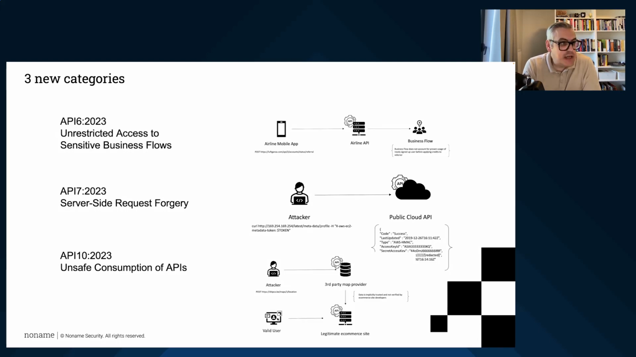So in terms of mitigation, you then have to look at patterns of usage. Is this human behavior or is this more akin to a script or a bot operating? And then you can implement things like verification using CAPTCHA and so on to protect these business flows. But that's one of the new ones, unrestricted access to sensitive business flows. The second new one is server-side request forgery. This made it over from the more traditional web application security top 10 list.